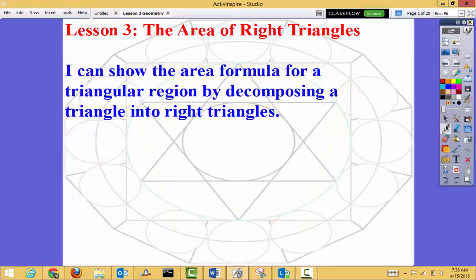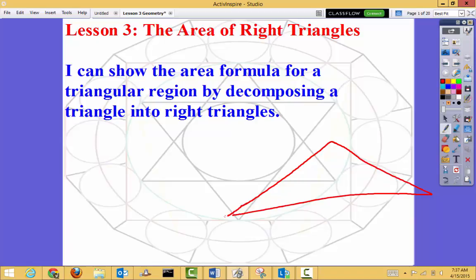Alright, so we're on lesson 3 of our geometry unit entitled the area of right triangles. So we're continuing from yesterday's. And our I can statement is this: I can show the area formula for a triangular region by decomposing a triangle into right triangles. So I'm going to start with any triangle.